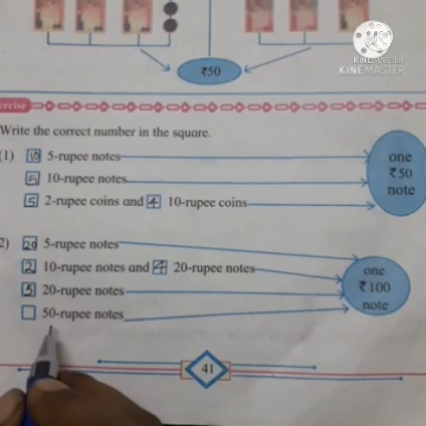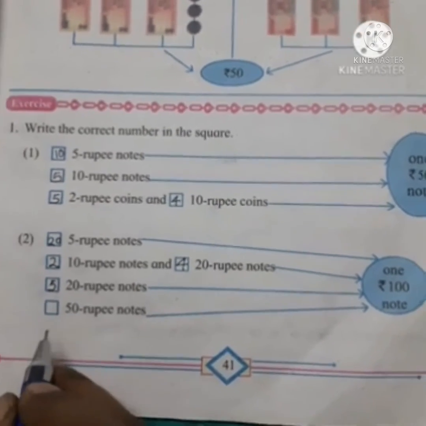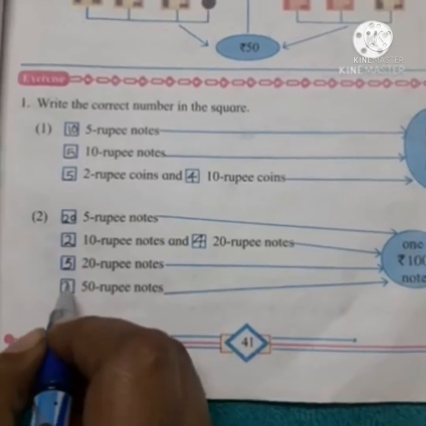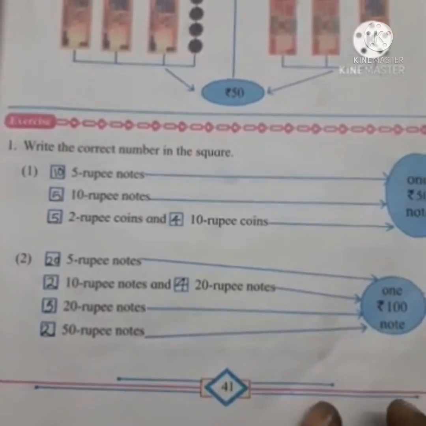Now see 50 rupees. If I will take 50 rupee 1 note and 50 rupee 1 note, then it will become 50 plus 50, 100 rupees. So 50 rupee, how many notes? 2 notes only. Clear? Now next page, page number 42.